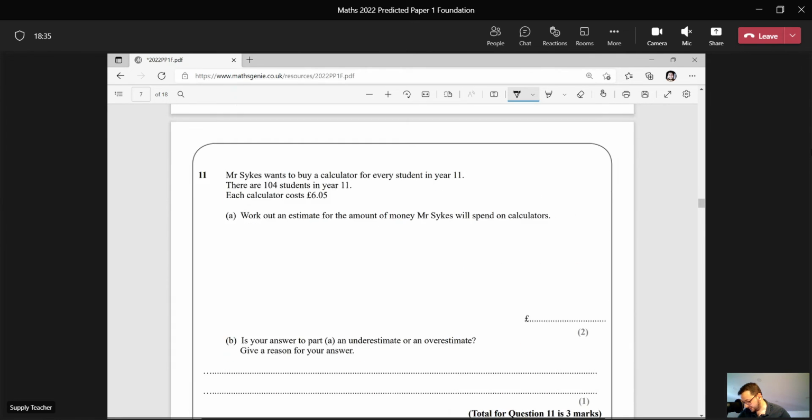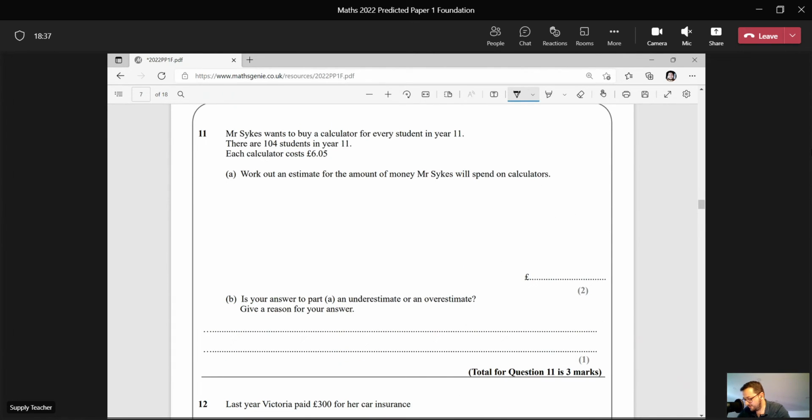Alright then, so question 11. Mr. Sykes wants to buy a calculator for every student in year 11. That's nice of him. There are 104 students in year 11 and each calculator costs £6.05. So it says work out an estimate for the amount of money Mr. Sykes will spend on calculators.